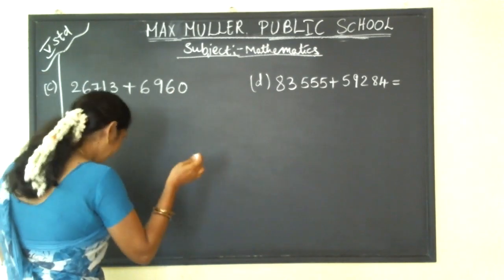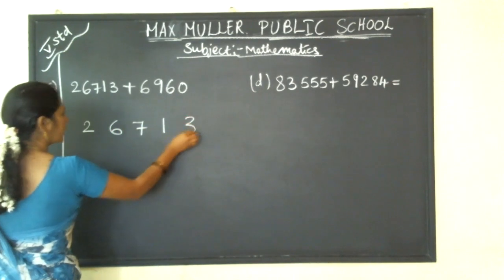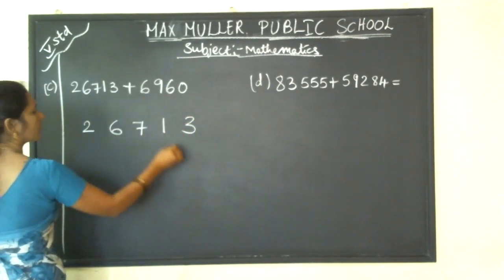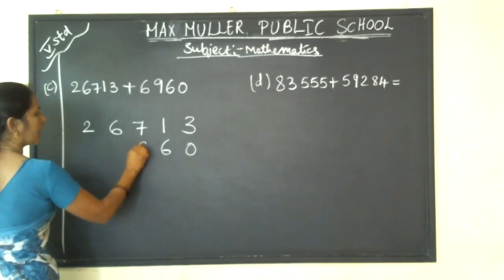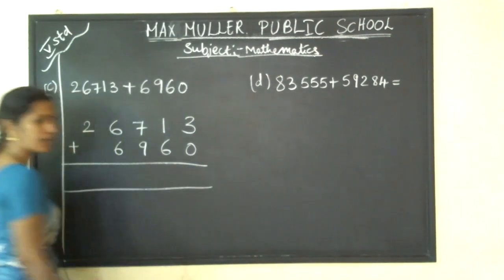For that, I am giving the answers. 2, 6, 7, 1, 3. 6, 9, 6, 0, 1, 10, 100, 1000. 0, 6, 9, 6. At all, from the ones column only, you have to fill the digits.